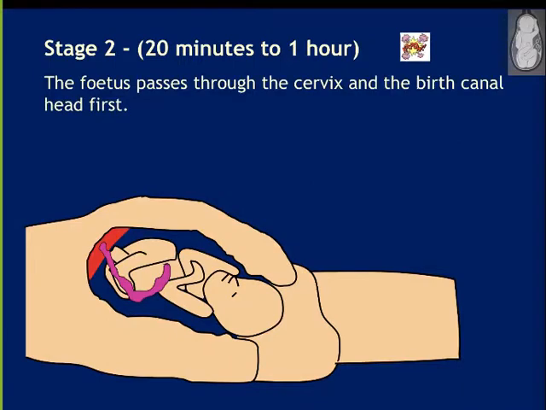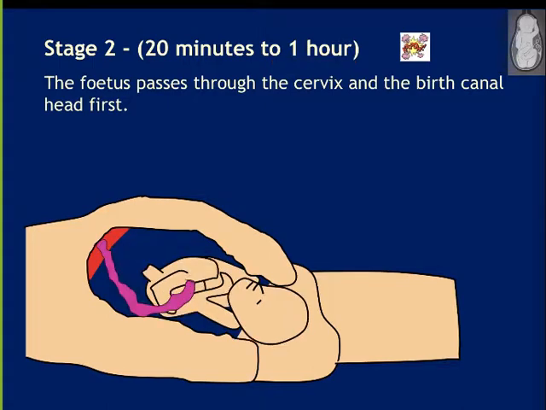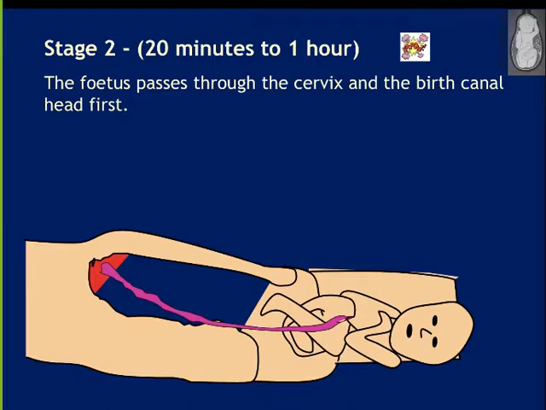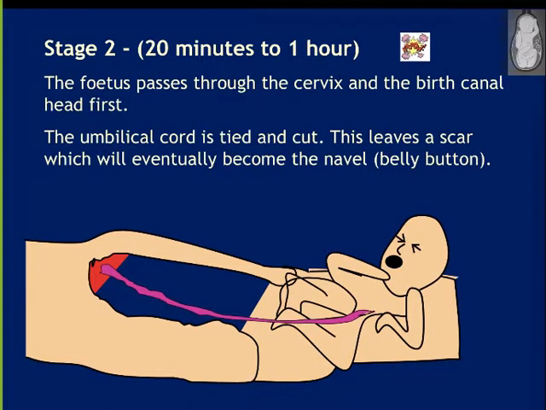So stage 2 will only last up to an hour. They won't let the female push for more than that. They'll then look at either sucking the child out with a vacuum or they will look at cesarean. So at this point is when the baby is being born. The part that you want passes through your cervix and the birth canal head first, and it's now out. Your umbilical cord will be tied and cut and eventually becomes your belly button.